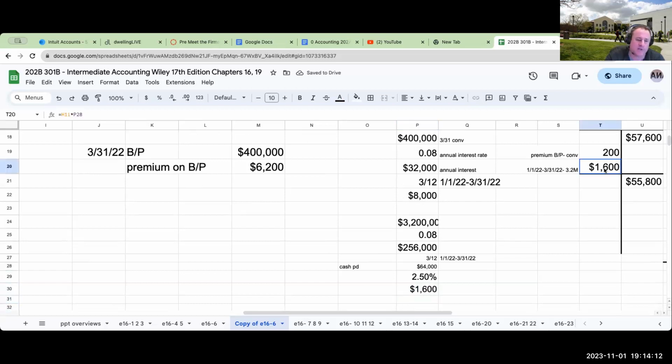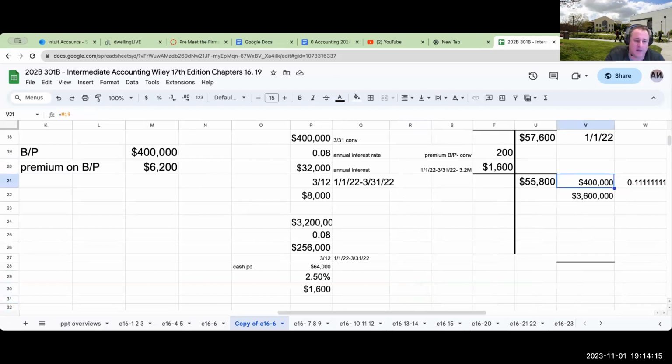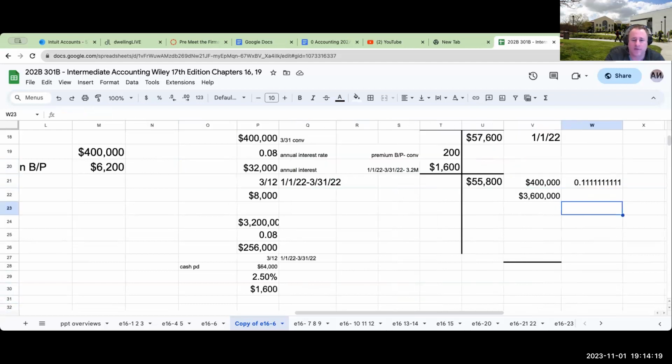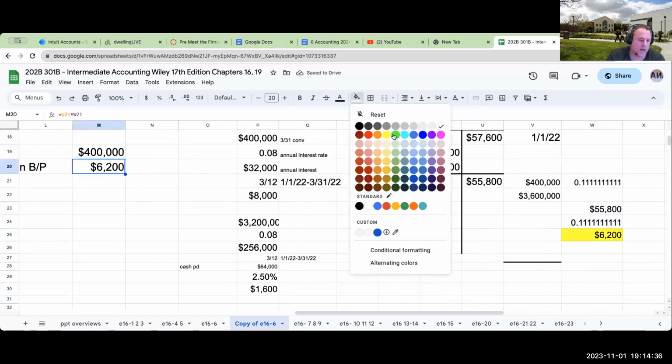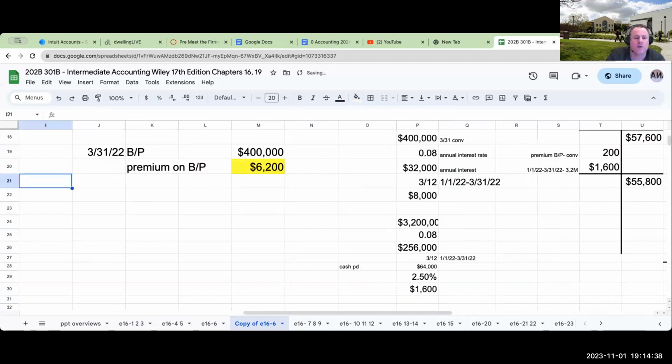So I had to do this because now I'm saying, okay, where is the 6,200 coming from? This is basically 55,800 times 1.111, or 6,200. That's where this value is coming from. So coming over here, this is what I'm getting. Now, for the rest of this part over here, this is going to be relatively straightforward.